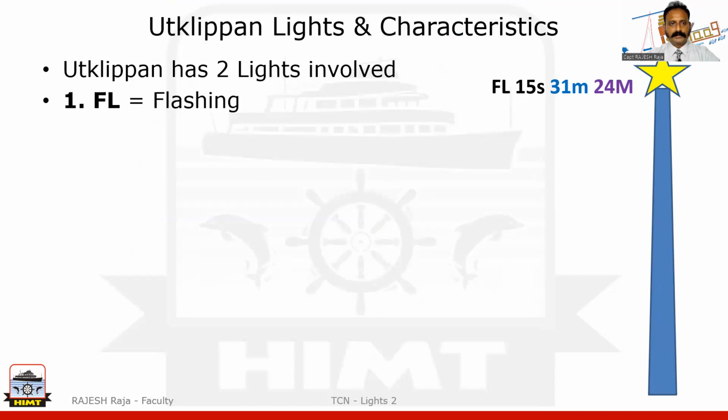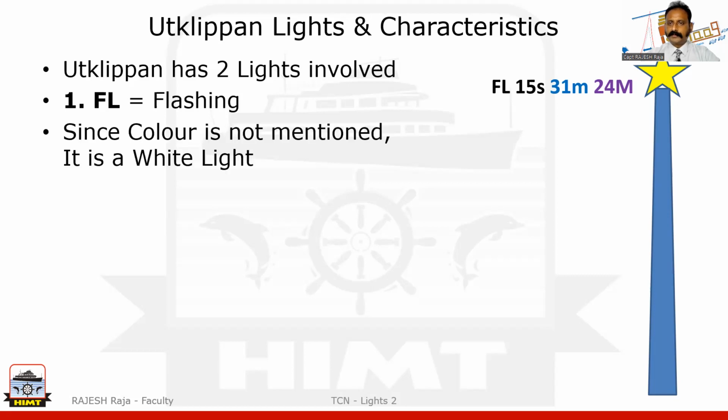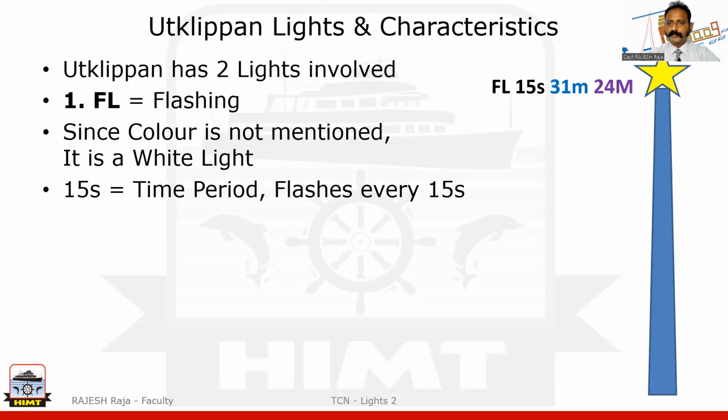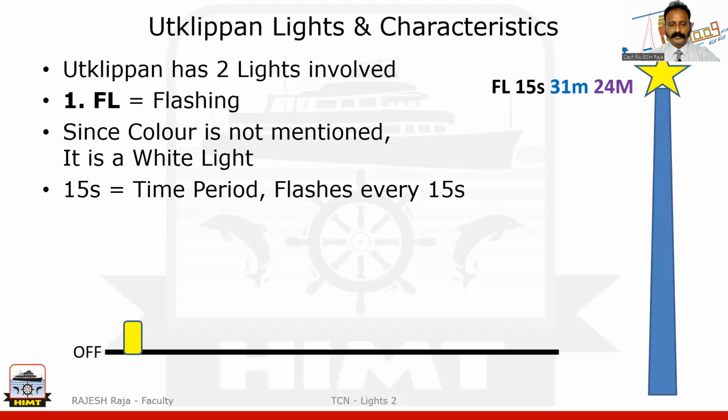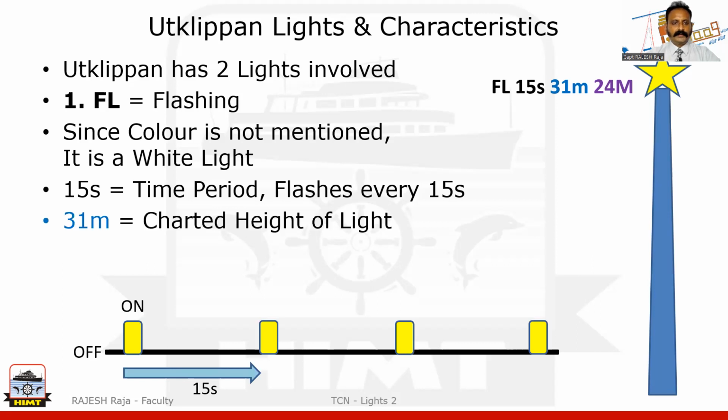So we'll see one by one what it is. FL, yeah, it is flashing. Since the color was not mentioned, it is a white light. 15 seconds was the time period. So again, as a recap, if this is the dark, which is the off time, I'll get one white flash, then 15 seconds to the start of the next white flash, and so on. So this is your normal flashing. Then after that, it was 31 meters, which is the charted height, and 24 nautical miles is your nominal range. This was the first light, please remember.